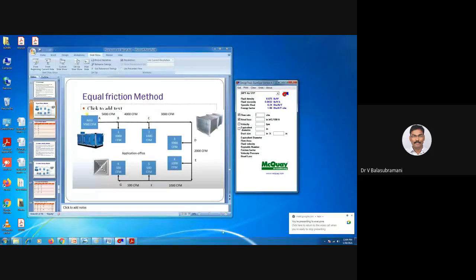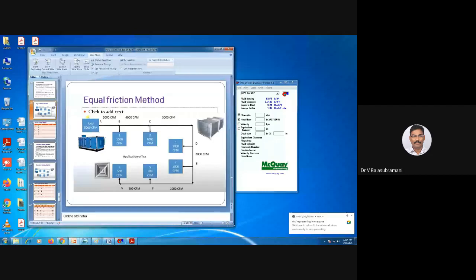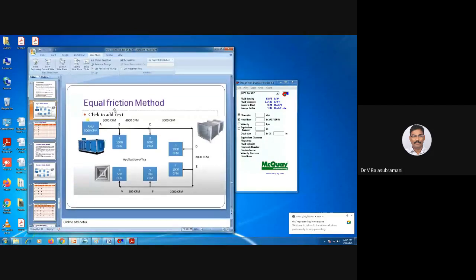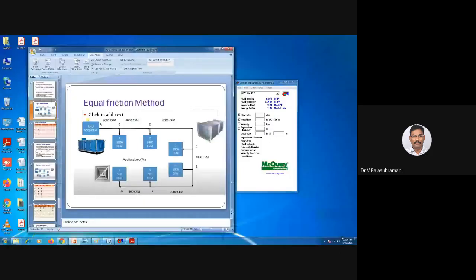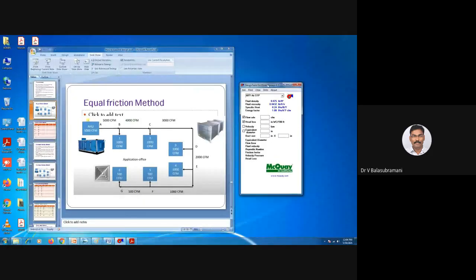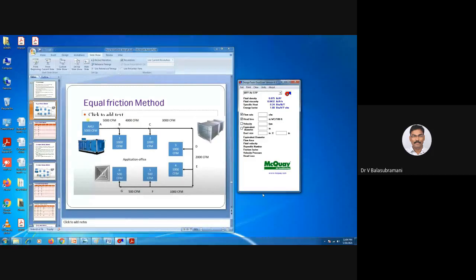Can anyone notice the value? If you notice the value, no problem. Otherwise, I will give it. Now, using this duct sizer software, which we can download, we can find out all the things. Here we will get an exact value.